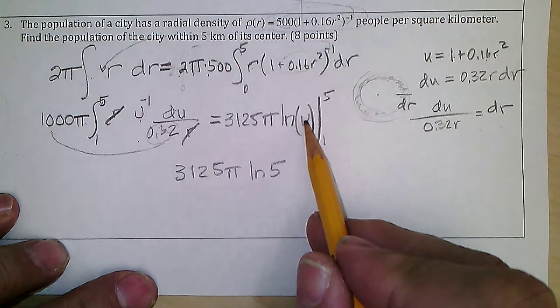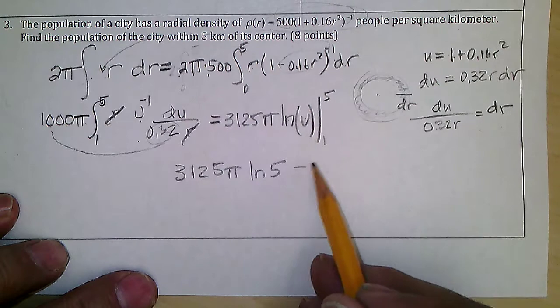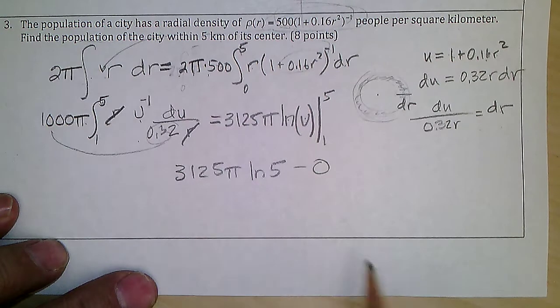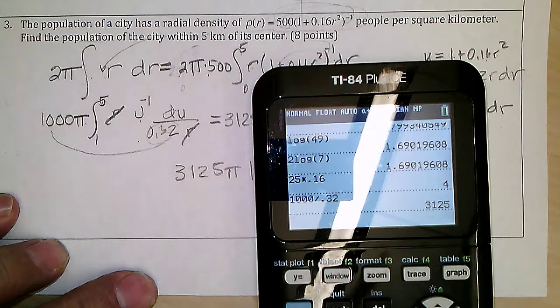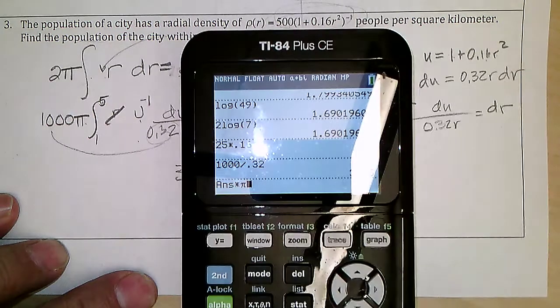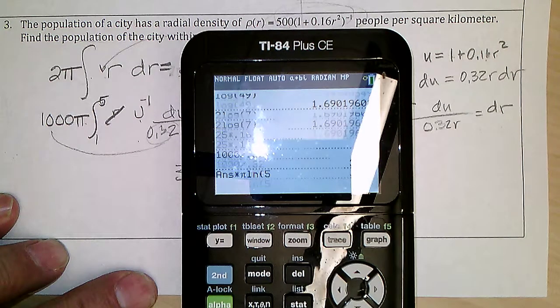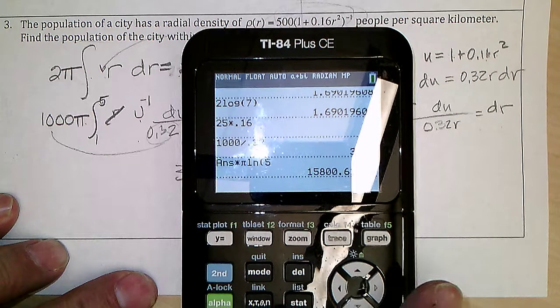And then if I put 1 in here, ln of 1 is 0, so minus 0. And so my population is going to be 3125 times pi times ln 5, about 15,800.